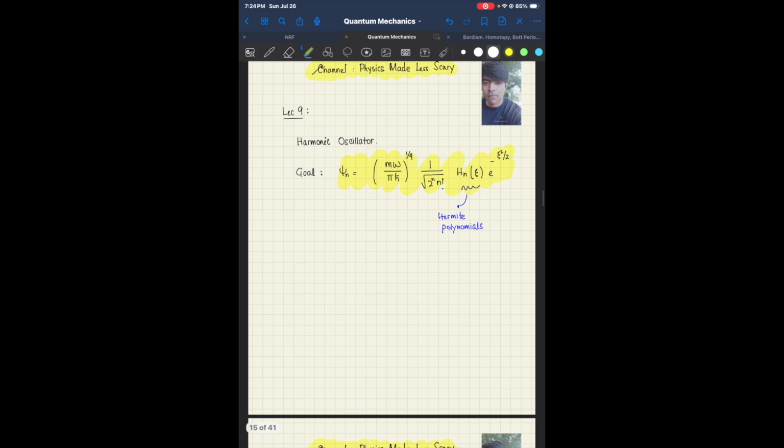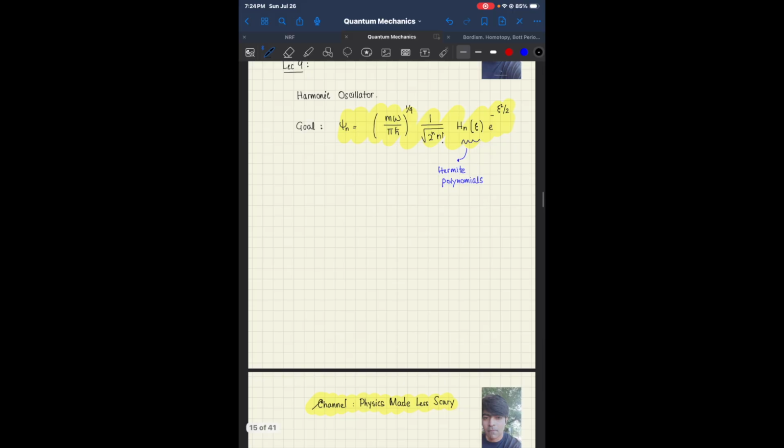Okay, let's derive this using algebra. So let's begin. The differential equation I essentially want to solve, which would be a continuation from last week, is simply this.